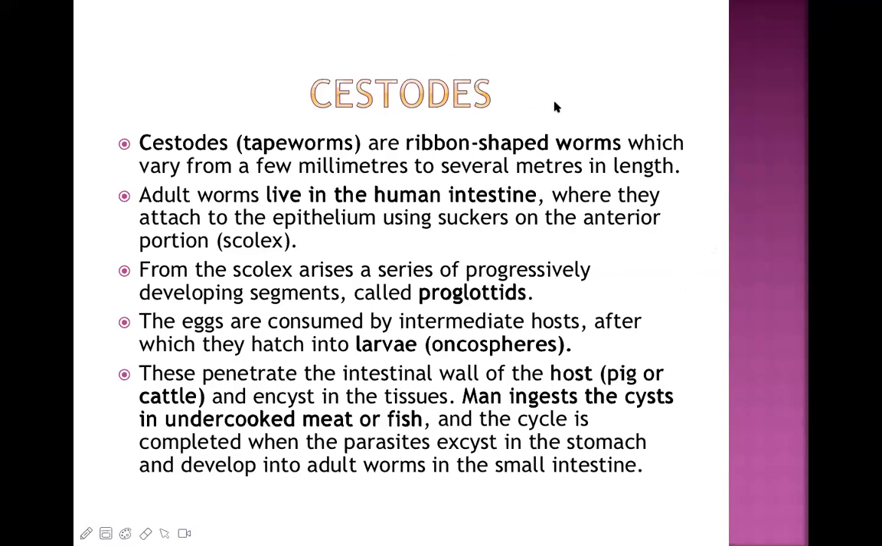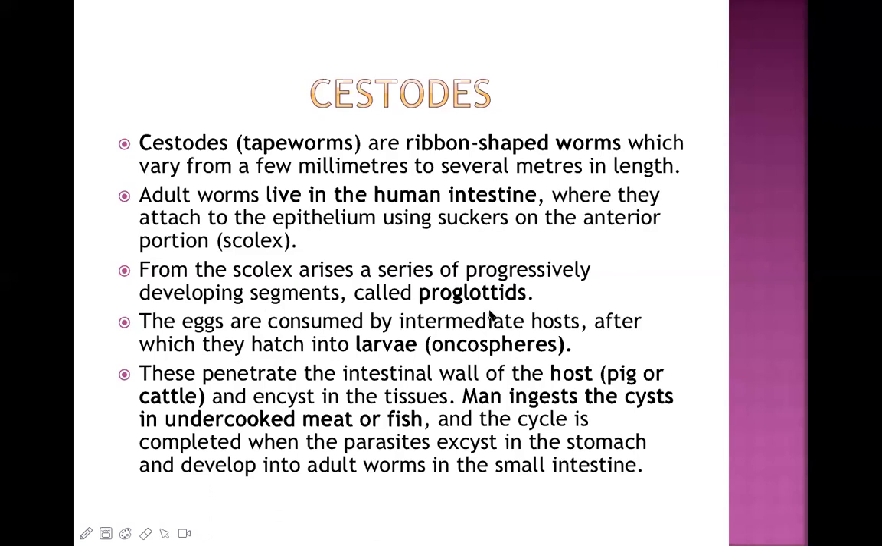Okay, different names. So they live in the human intestine, where they attach to the epithelium using suckers on the anterior portion of their scolex. So they attach on the mucosa of the human intestine, and they live there. The scolex is just like a head part, okay, head region. From it arises a series of progressively developing segments, which are called proglottids.